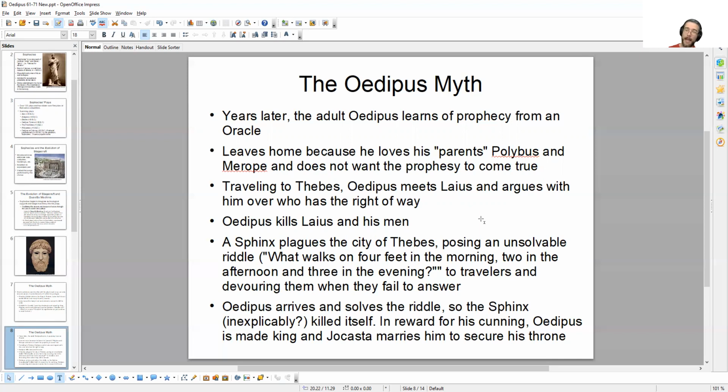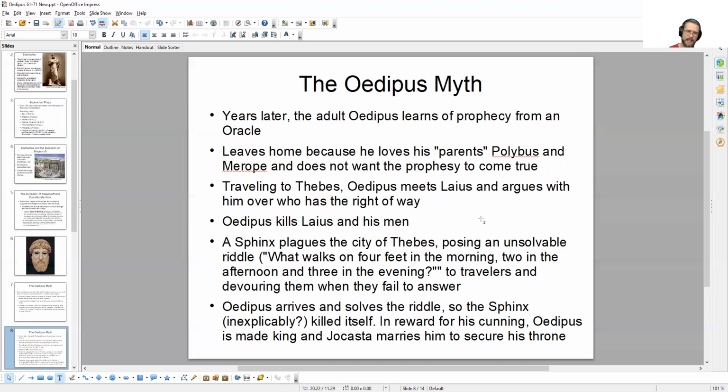Oedipus continues on his happy way, having, unbeknownst to him for quite some time, fulfilled the prophecy that was spoken of him. He then reaches the city of Thebes and finds it is beset by a sphinx. Now, a sphinx is a mythological creature that you might be familiar with from the sphinx in Egypt, that massive stone sphinx that guards the pyramids.